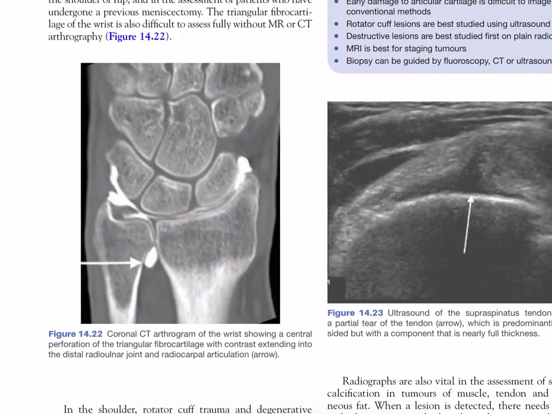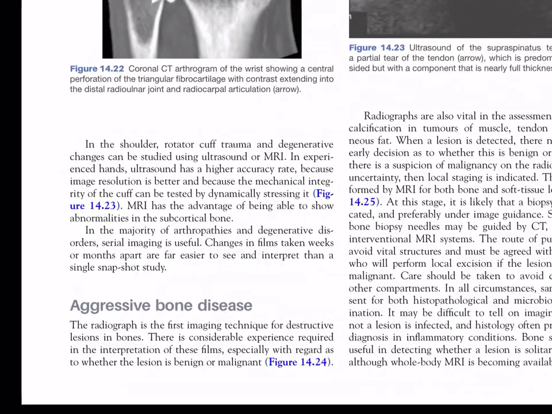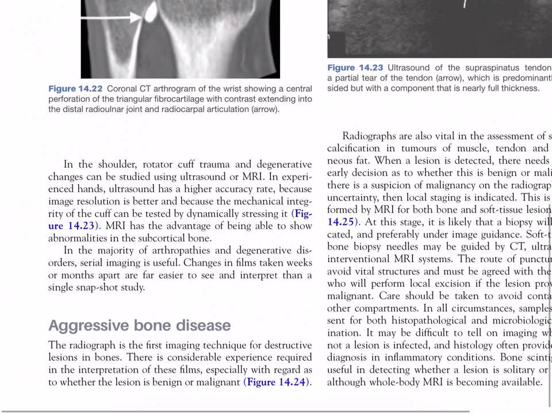Figure 14.22: coronal CT arthrogram of the wrist showing a central perforation of the triangular fibrocartilage with contrast extending into the distal radioulnar joint and radiocarpal articulation. In the shoulder, rotator cuff trauma and degenerative changes can be studied using ultrasound or MRI. In experienced hands, ultrasound has a high accuracy rate because image resolution is better and because the mechanical integrity of the cuff can be tested by dynamically stressing it.